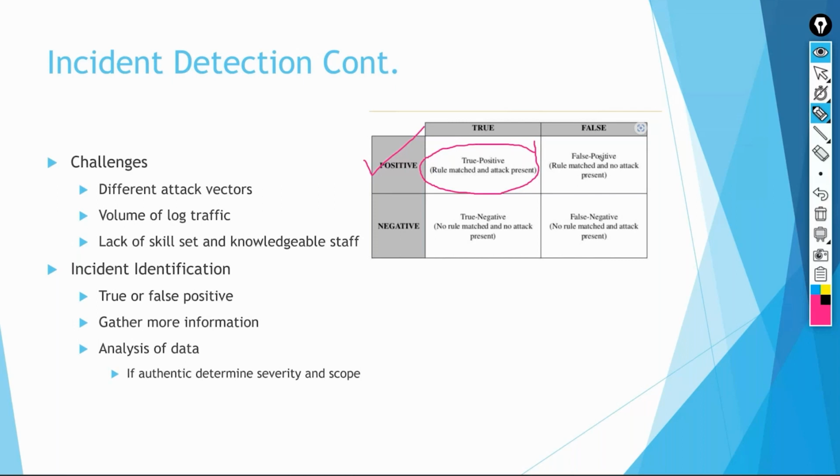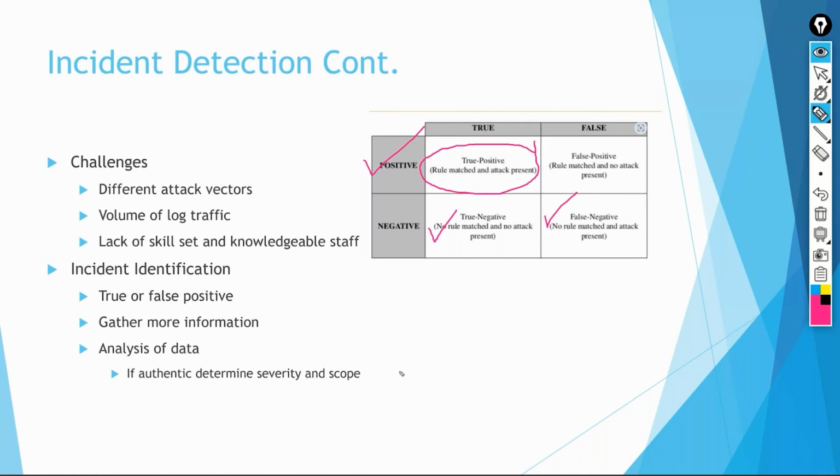Now, what do we mean by true negative? It means no rules are matched and no attack is present. But as a SOC analyst, we need to give more importance to the false negative. False negative has to be given more importance when we are talking about incident detection, because false negative means no rule matched but the attack is present. Which means you haven't defined the rules, but there was an attack which went unnoticed by the SOC team. So false negative is the one which is very critical when we are talking about incident identification.